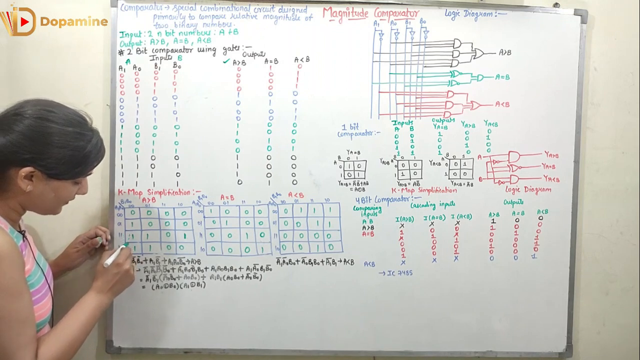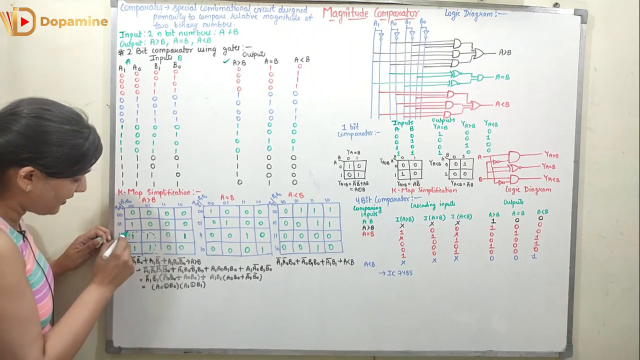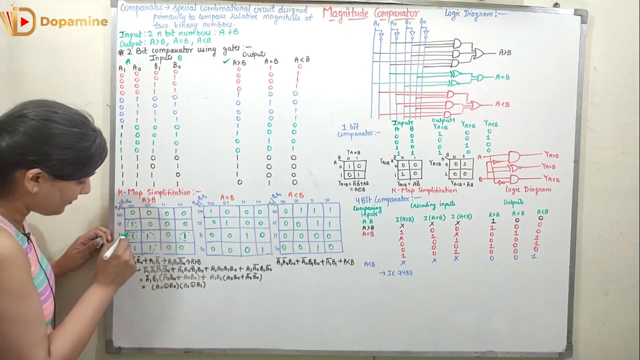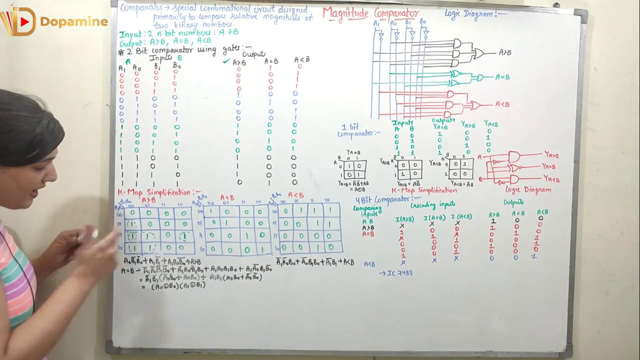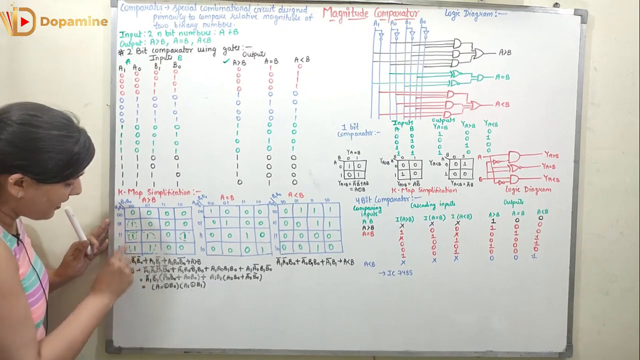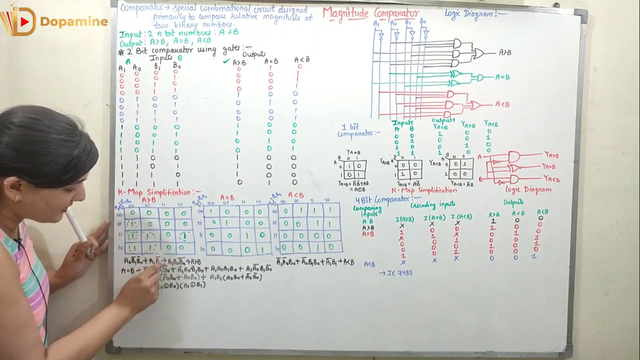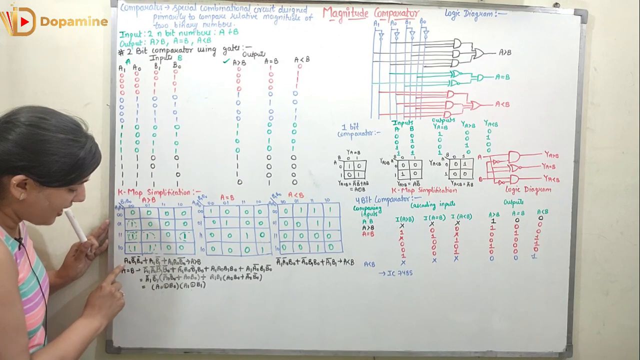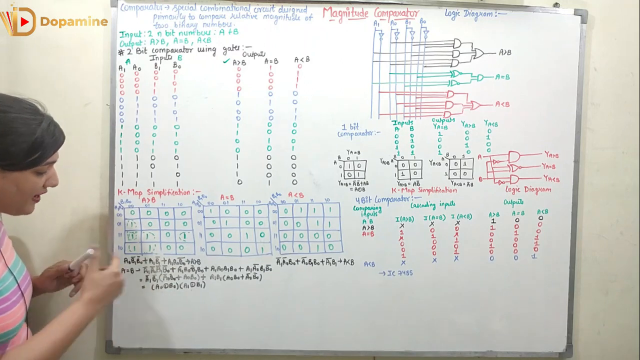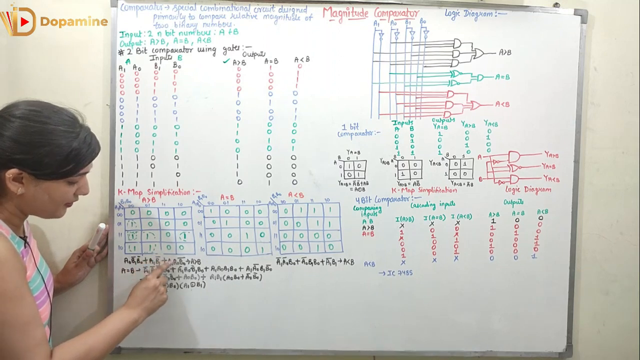This is A greater than B, so now you can make the various combinations over here, right? Here you can see we have the first combination of 4 ones. After that we have 2 ones, this one and this one, and here again a pair. So we have a quad and 2 pairs. The quad is represented as A1 B1 bar, and the 2 pairs are A1 A0 B0 bar and A0 B1 bar B0. So this is the condition for A is greater than B. We have simplified for A is greater than B: A0 B1 bar B0 plus A1 B1 bar plus A1 A0 B0 bar.